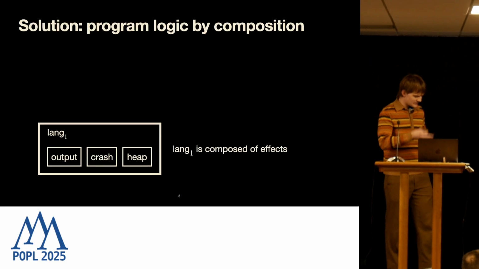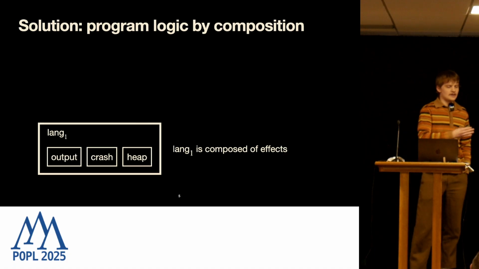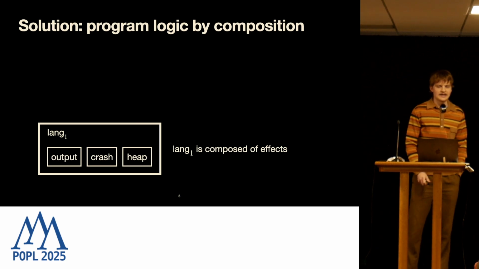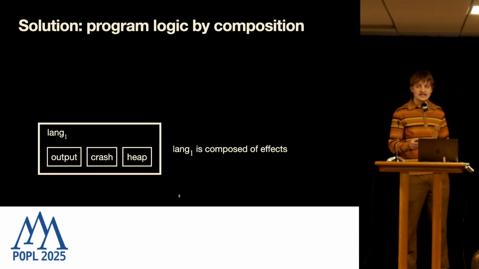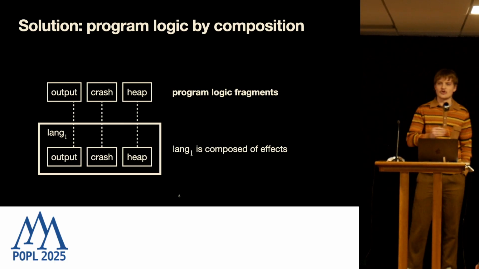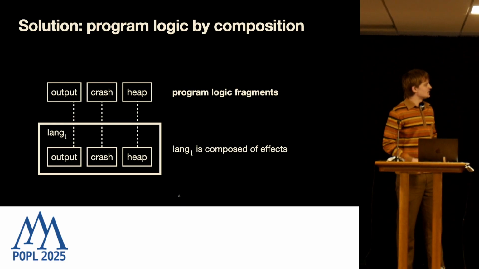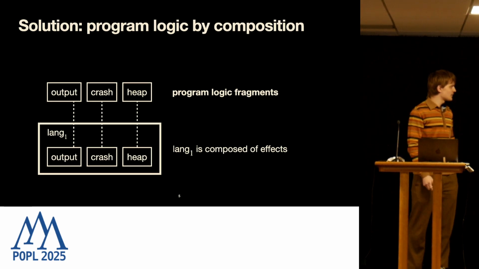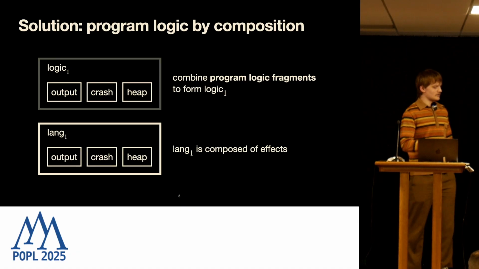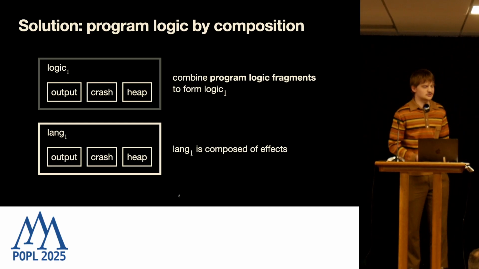Let me just adumbrate a very high-level overview of our solution. In our view, we take a language like language 1, and we view it as composed of certain effects. In this case, there are 3 effects that we've identified. For each of those effects, we take a corresponding program logic fragment. You can think of a program logic fragment as a program logic that pertains to a particular effect. These are defined in our theory or in our library. Then we put together these program logic fragments in order to obtain a program logic tailored for our particular language. So essentially, we obtain these program logics by composition.